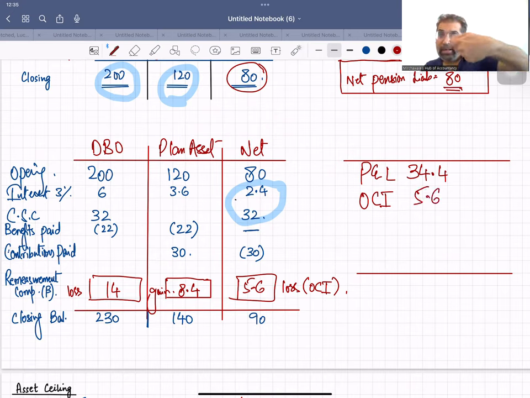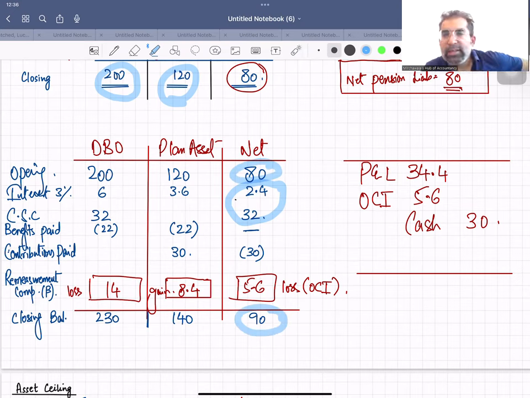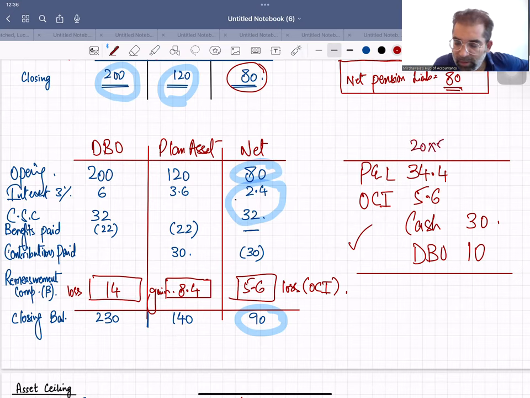Now, see, the employer has paid contribution. So contribution paid is cash. So cash will be credited by 30. And now finally, the magical moment. You have opening net liability as 80 and closing net liability is 90. So the liability is going up by 10, from 80 to 90. Liability is going up. And when liability goes up, you credit it. So can you check? Yes, the entry is balanced. So it's perfect, right? It's for 2005.